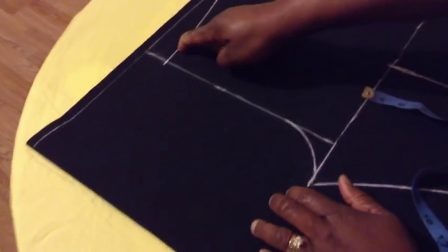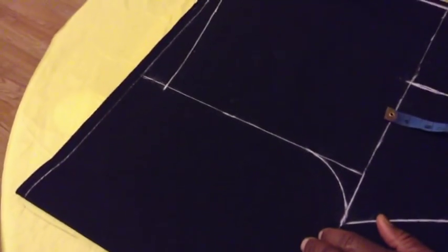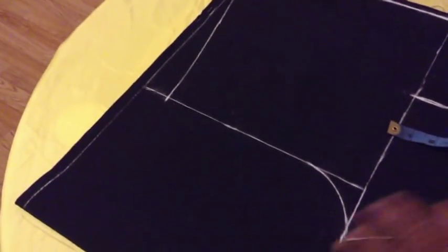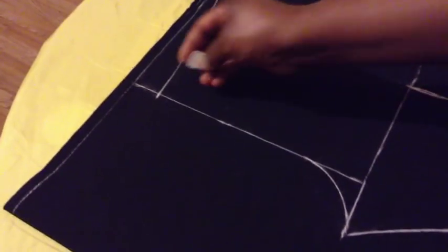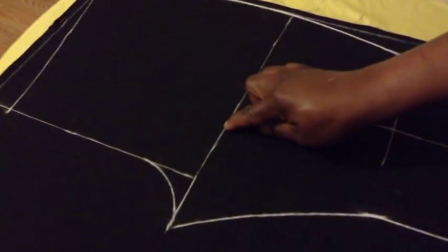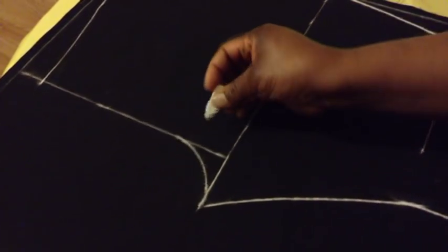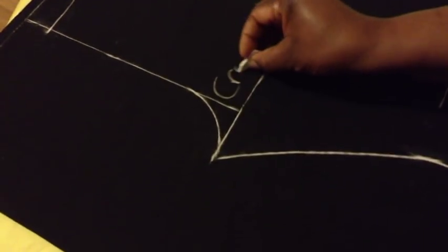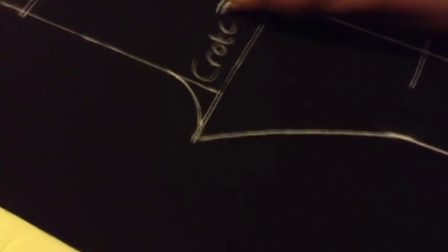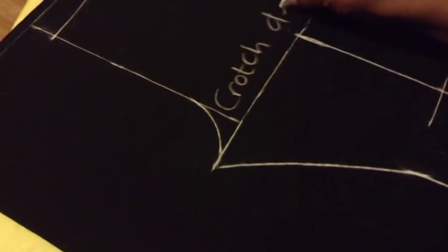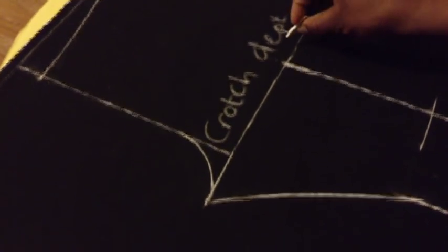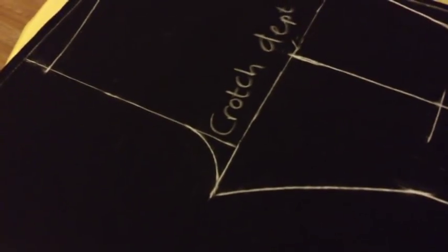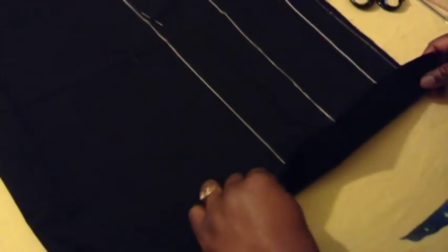I'll be cutting it out, but I will not cut it out now because I want to use it as a guide on the back one, but I'll cut it out when I finish. So from this starting point to this line is crotch depth. Crotch depth.